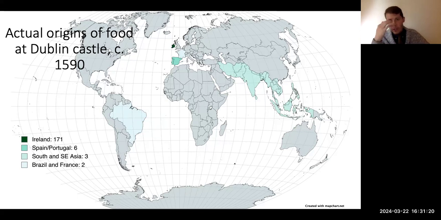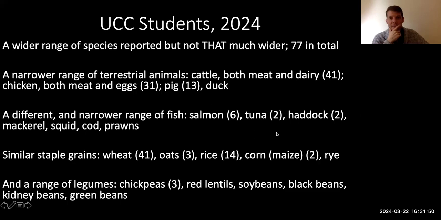Now, it's worth considering how you might expect this to be different for today. Because what we've done in this project is have students essentially compile the same information to find the ancestral origins of their food and then to find the current origins. Now, I had over 100 students respond to the survey that we put out, and they responded with a dizzying array of species that made up their diets.